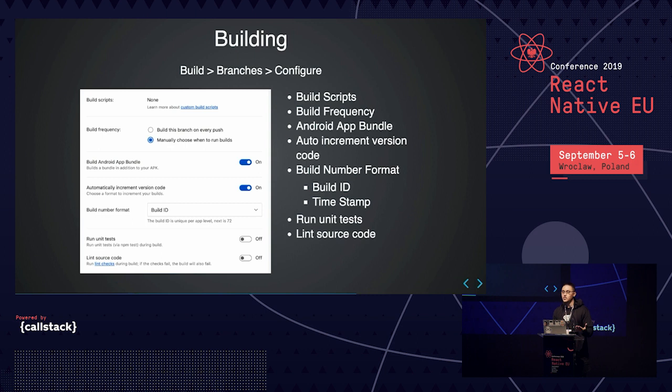You can use some build scripts before the actual build itself. You can tell it when to build, the build frequency, between build this branch on every push, which is really fun at first until it's not. You can choose to manually choose when those builds run. You have an option of getting your apps pushed out as Android app bundles versus APKs. Auto increment version is my favorite because I always forget to do that.